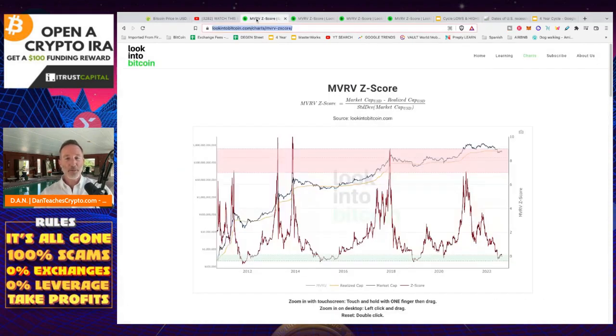So what I want to take a look at is the MVRV Z score. You can find these charts and Pi Cycle Top and all the really good ones at lookintobitcoin.com. There's a link below. They're 100% free. They're high quality indicators, and I use them almost every single day.